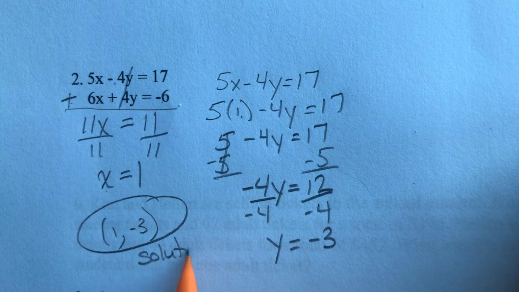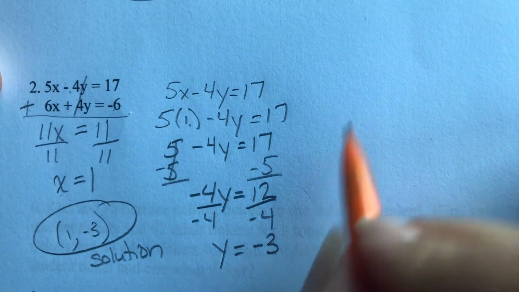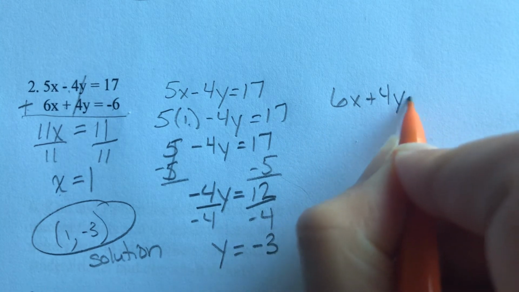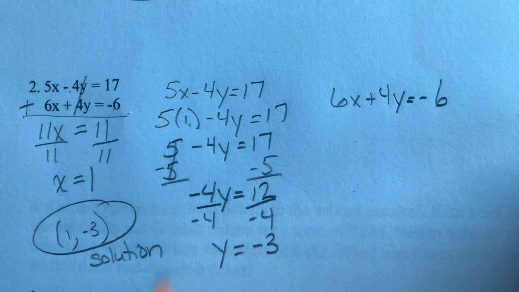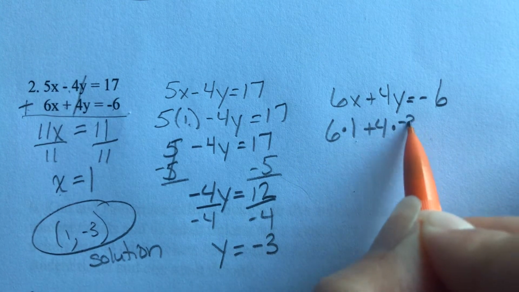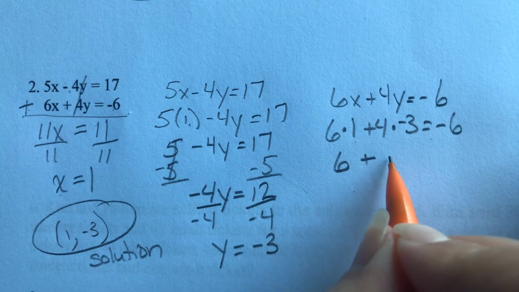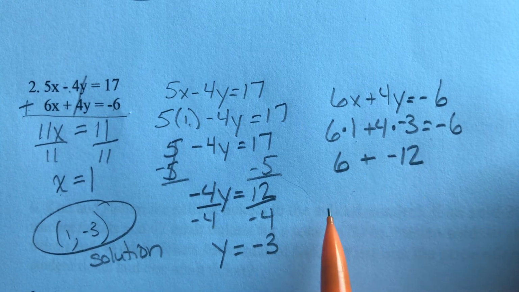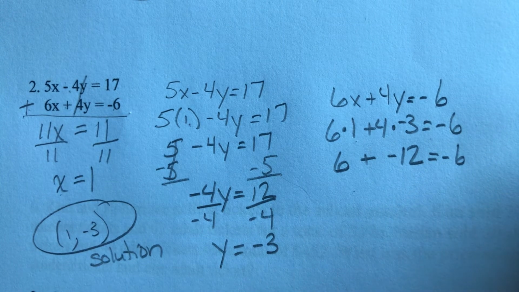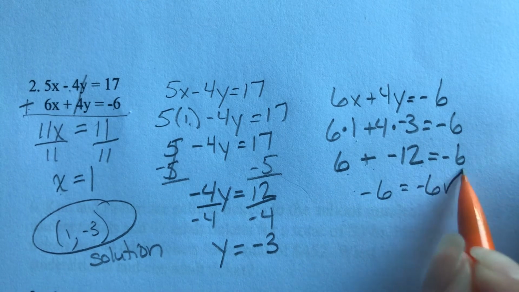I'm going to check it. I'm going to use the opposite equation. So 6x plus 4y equals negative 6. 6 times 1 plus 4 times a negative 3 equals negative 6. 6 plus a negative 12, or maybe you want to just write 6 minus 12, is negative 6. It checks. We did it correctly.